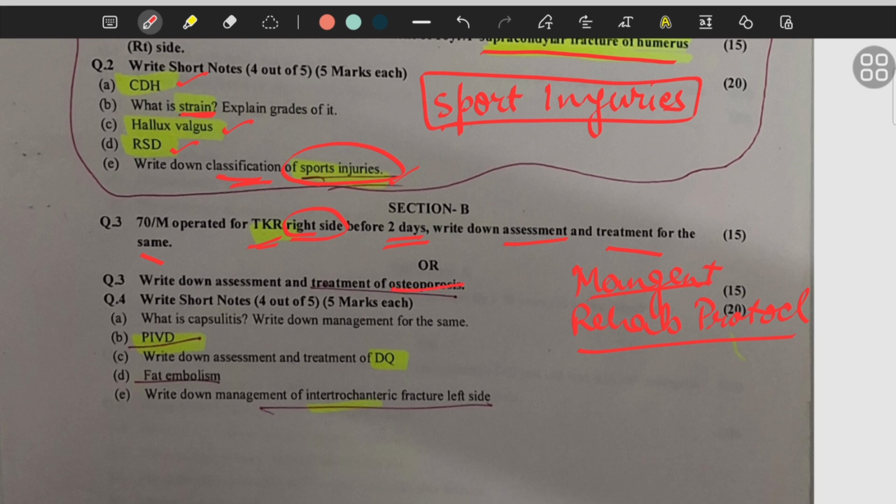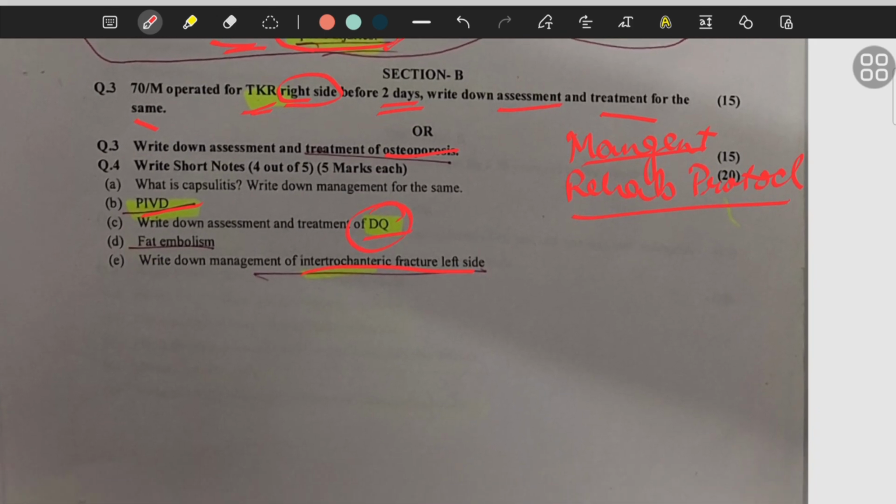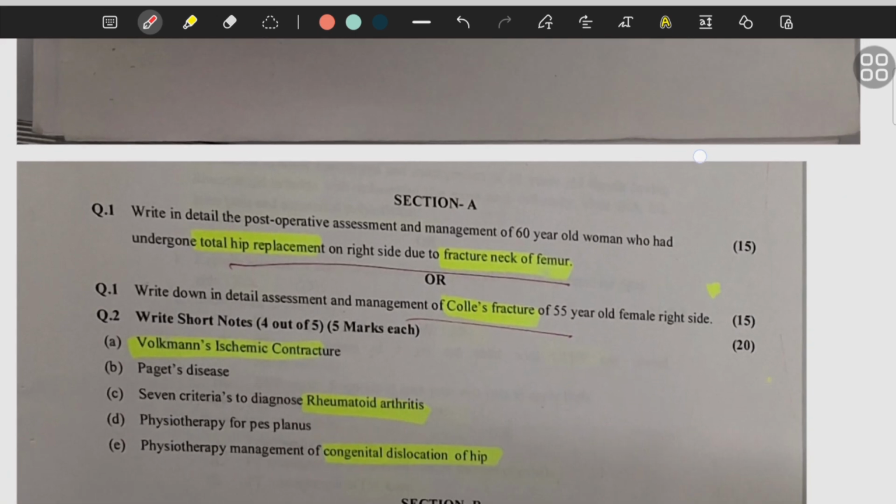Then osteoporosis. Then for the 5 marks, PIVD, then De Quervain's. Again, look over here, they have used the short form. Then intertrochanteric fracture of left side. Whenever you are writing the management or the assessment, you have to focus on which side they have mentioned over there, and write accordingly in your paper.